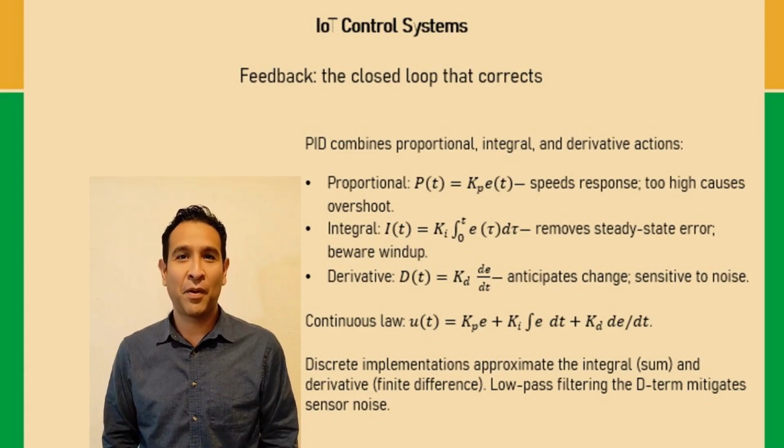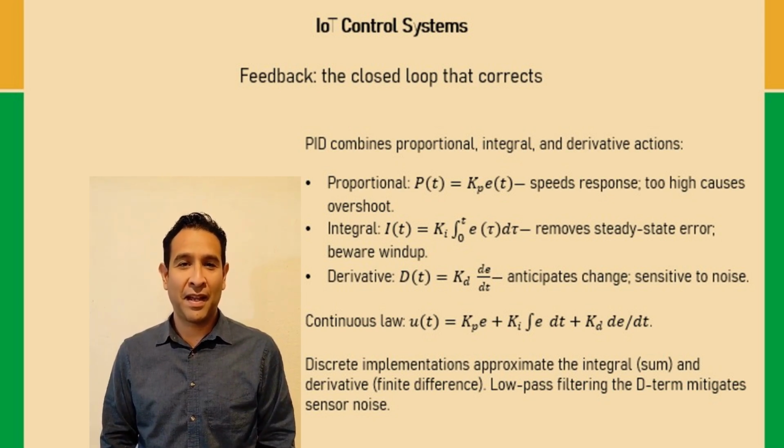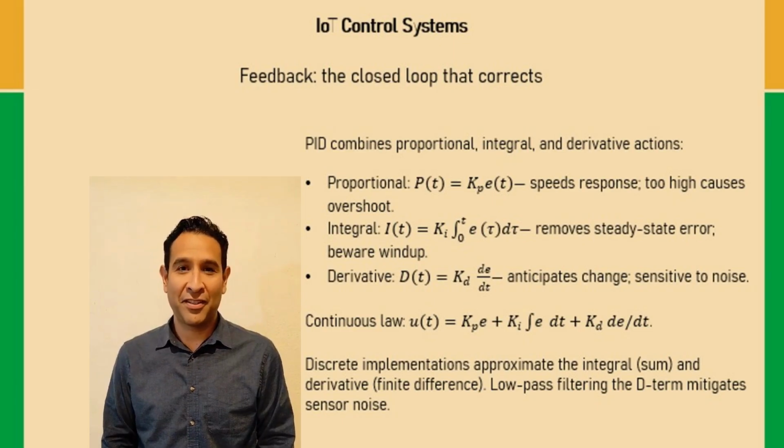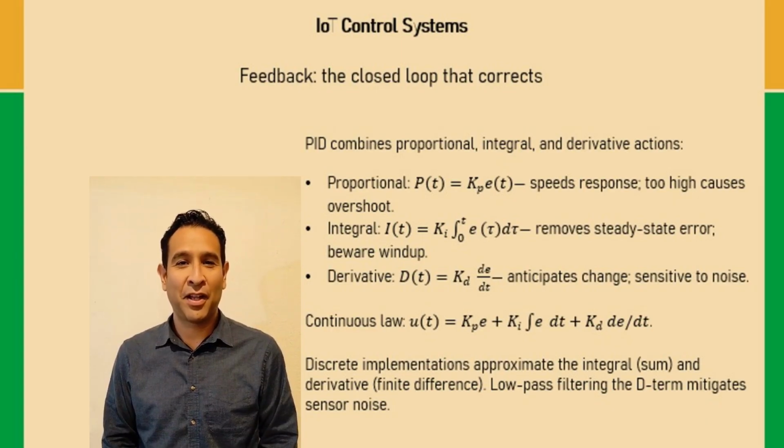Feedback watches the output and corrects any deviation from the set point. The workhorse is the PID controller. P, proportional, reacts to the current error, more push. I, integral, accumulates error over time to remove steady-state offset. D, derivative, responds to the rate of change, damping overshoot and oscillations.